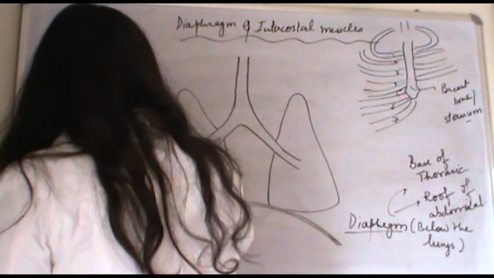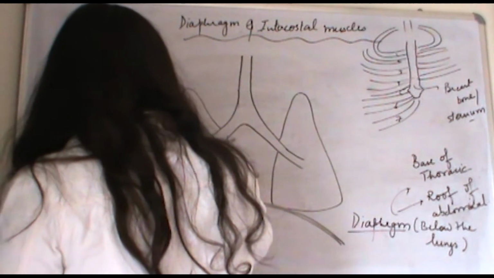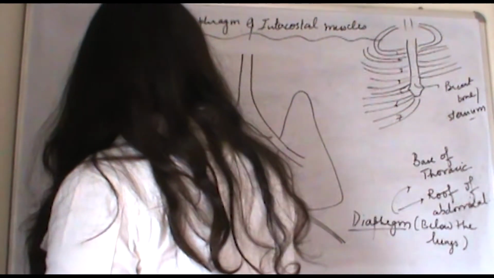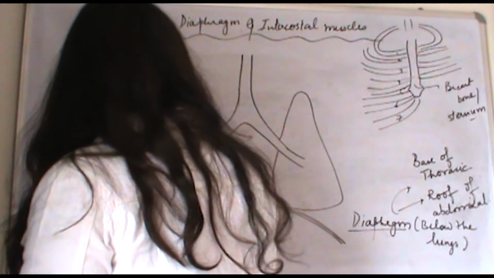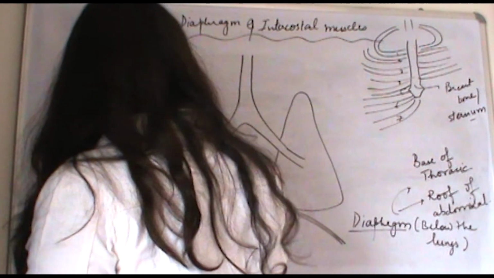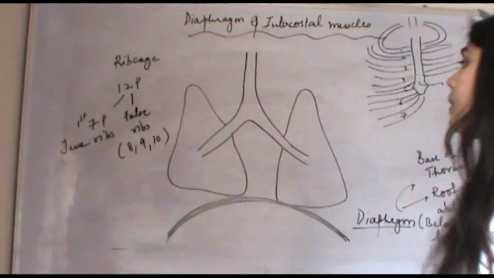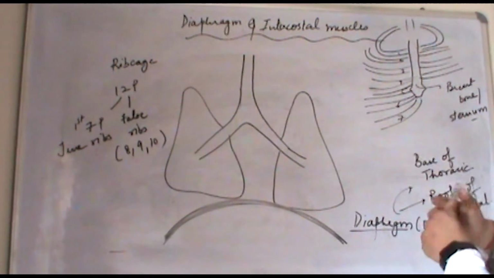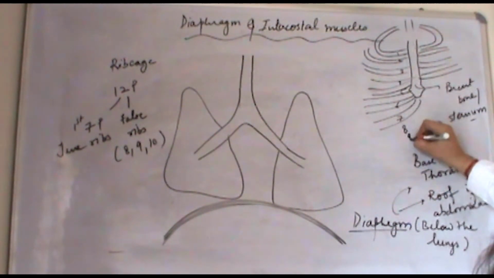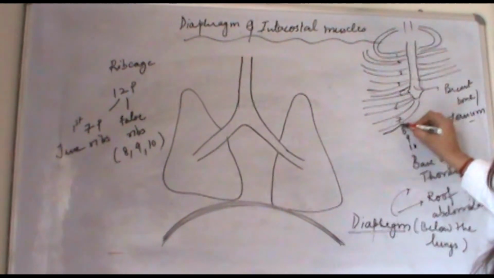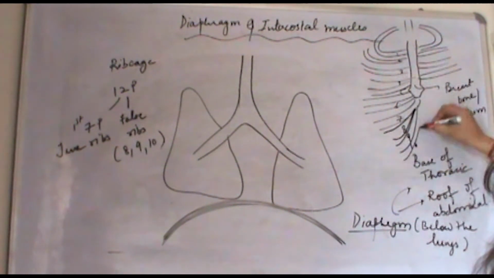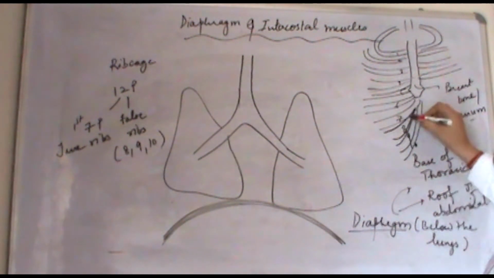Next are the false ribs. Which pairs are they? Out of 12, the false ribs are the 8th, 9th and 10th. They are known as false ribs. Why will they be called false ribs? Because what is happening here? This 8th, 9th and 10th, they come and join the 7th rib. They are not joining the sternum. They are coming and joining the 7th rib.